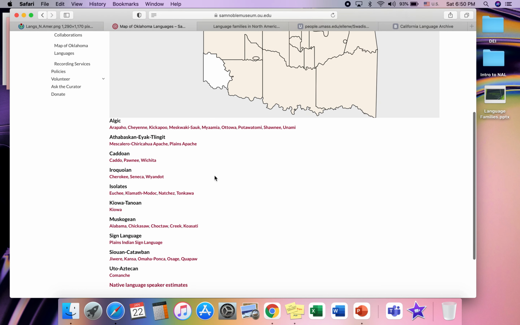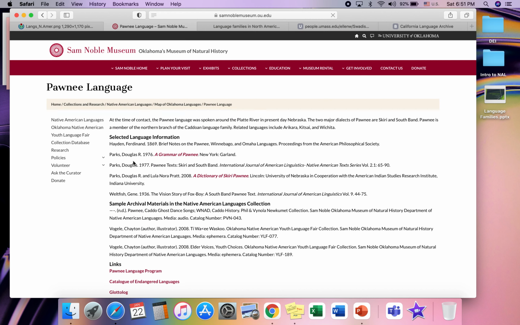And down below, there's the list of different languages that are spoken in Oklahoma. And if you notice, they're organized by their language families: the Algic, the Athabascan, the Caddoan, Iroquoian. There's isolate languages. Remember those ones that don't fit into families. And then if you click on the individual names of the languages, like here I'm clicking on Pawnee, it'll bring us to a very brief description of Pawnee.